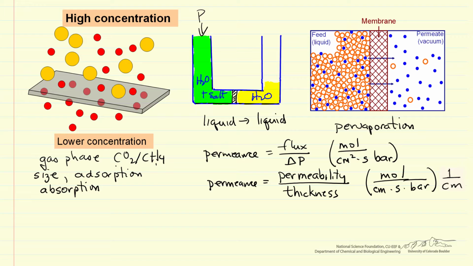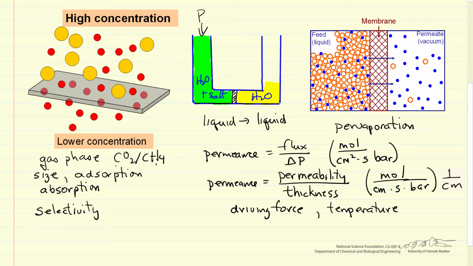It's also a function of the driving force. For example, in the gas phase separation, I showed the pressure on the feed side, and it is a function of temperature. As temperature goes up, typically diffusion rates go up, but solubility and adsorption go down, so permeance can go either way with temperature. The second important aspect of membranes, and a critical aspect, is selectivity.